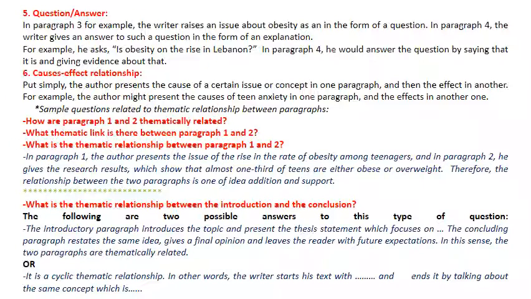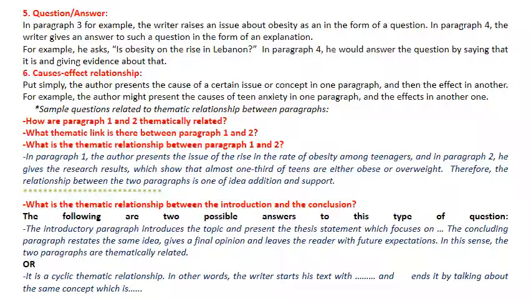Okay, the fifth type of thematic relationship would be question-answer. In one paragraph, the author gives you a question. In the latter paragraph, he would give you an answer. Cause-effect relationship, obviously, as the name says, in one you present the cause, and in the latter paragraph, you present the effect. How do I ask you such a question on a test?